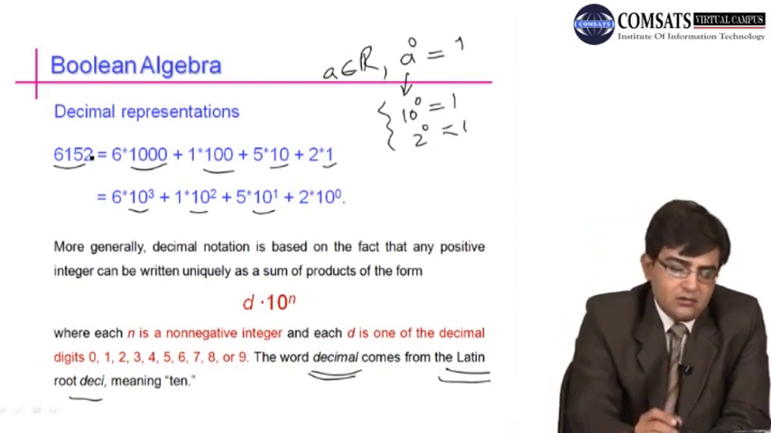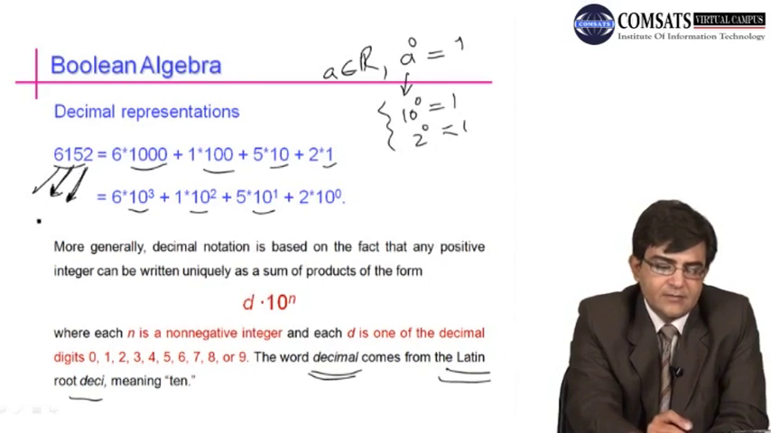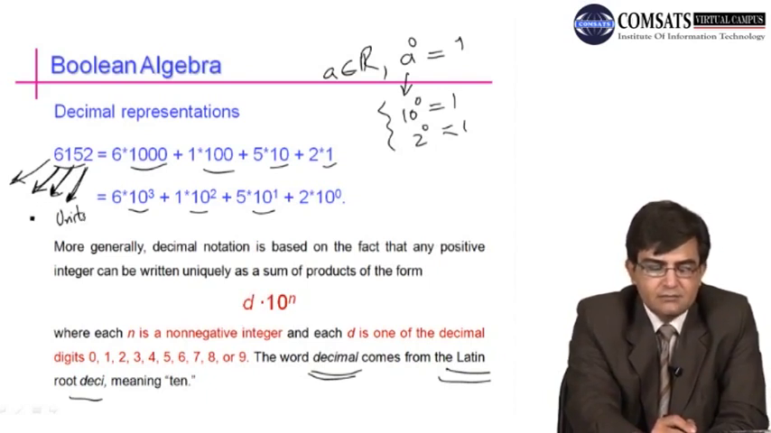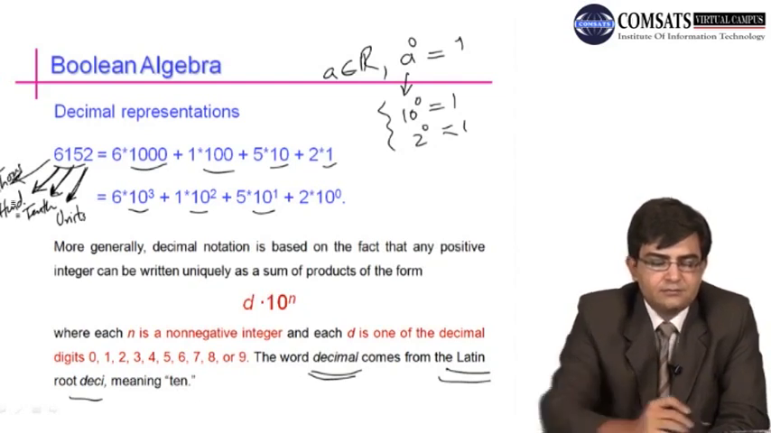So more generally, you have also studied that this is the unit place, this is the 10th place, this is the 100 place, and this is the 1000 place. Unit, this is the 10th place basically, this is 100, and this is 1000.